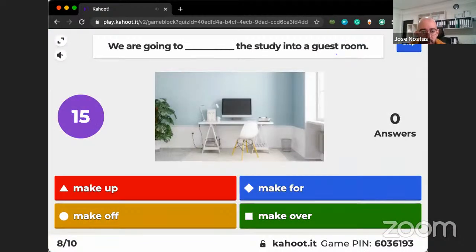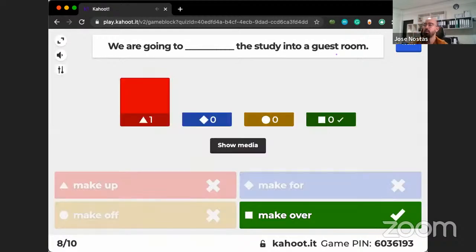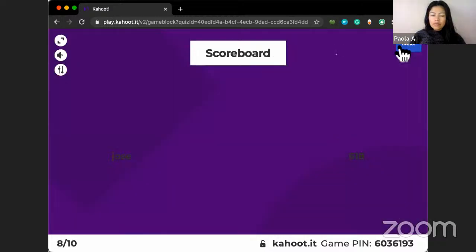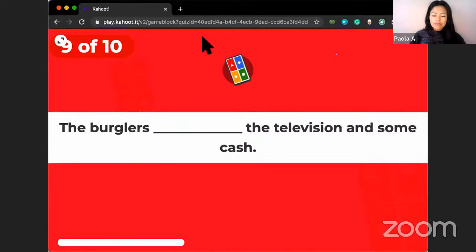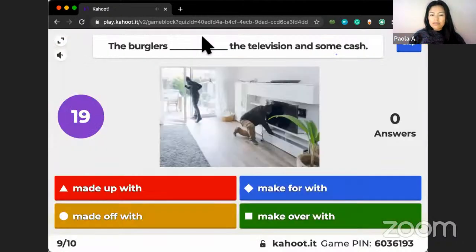We are going to make over the study into a guest room. So this room, they're going to change it into this other room. Makeover. So create or change. I think there was a show called Makeover related with houses.